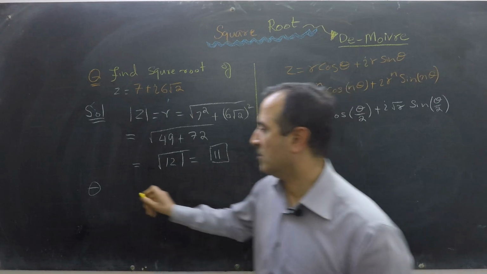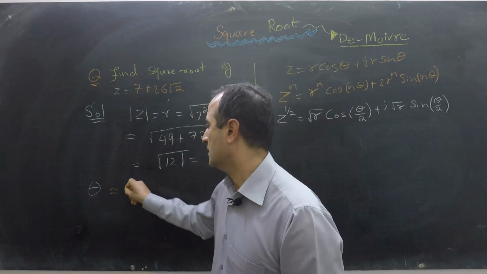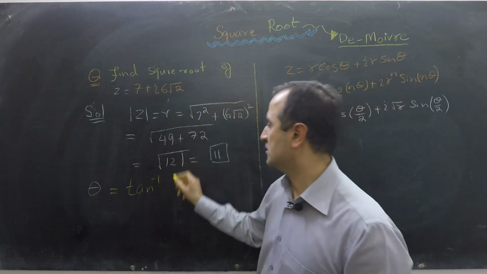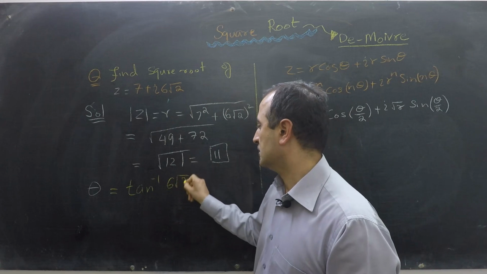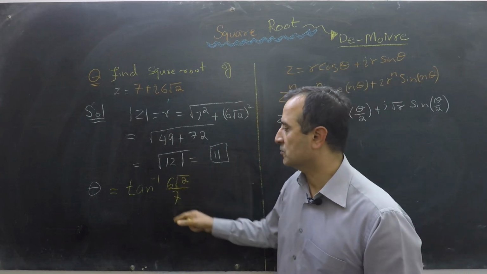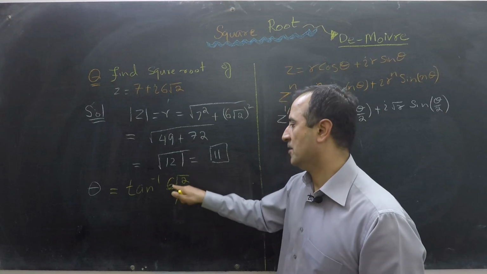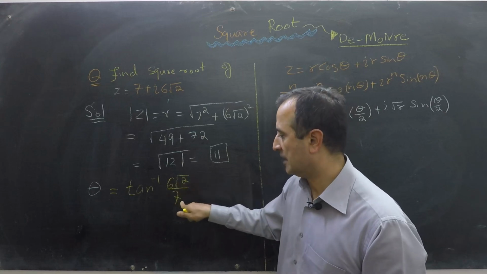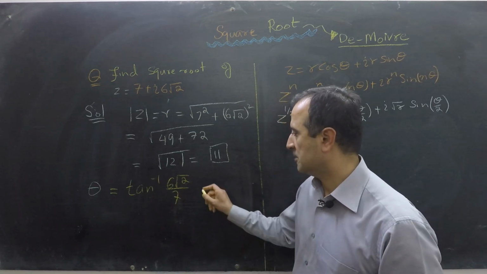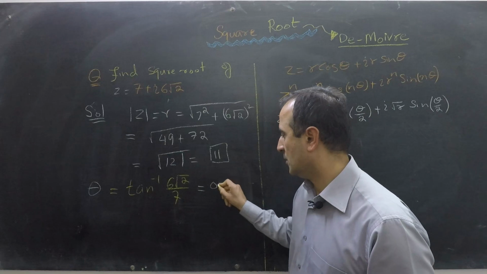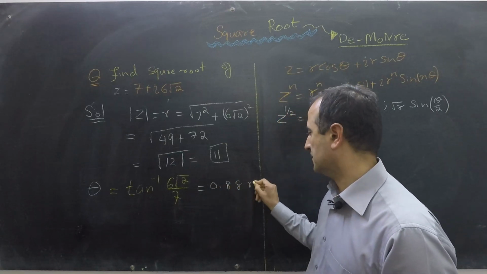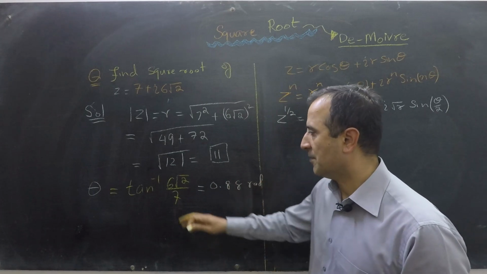Therefore, my theta will be equal to tan inverse of 6 times square root of 2 divided by 7, because theta in this case equals tan inverse y over x. My y is this and my x is this, and based on my calculations it must be equal to 0.88 radians. So I have my theta.